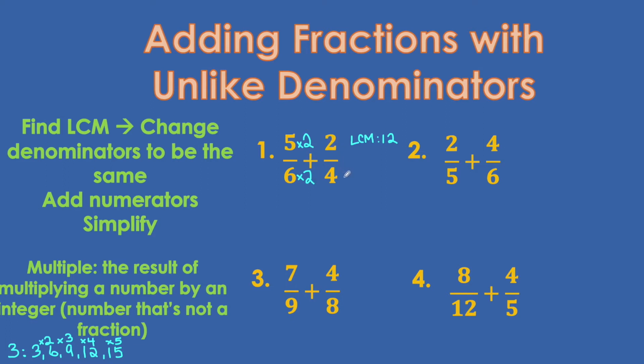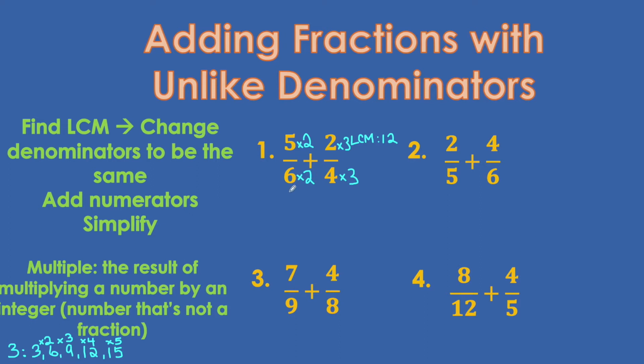And our second fraction, we also need to change the denominator so that it's 12. So you think, 4 times what number equals 12? It would be 3. So 4 times 3 equals 12. And the top would also be multiplied by 3. Now we just simplify these equations.